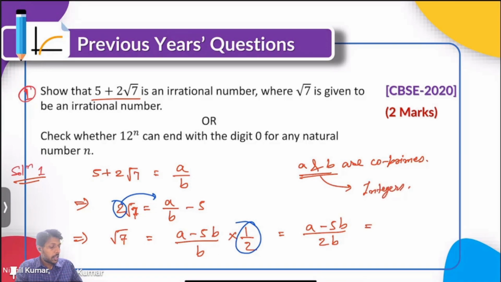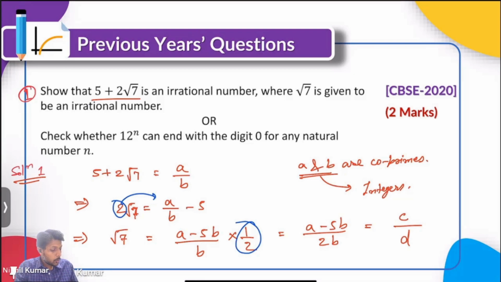So, will the numerator be an integer? What do you think? A minus 5B, will it be an integer? Think in terms of properties of integers. An integer subtracted from 5 multiplied by another integer, it's going to be an integer. So let's call this integer c, and 2 times b is also an integer, let's call it d. Both are integers.